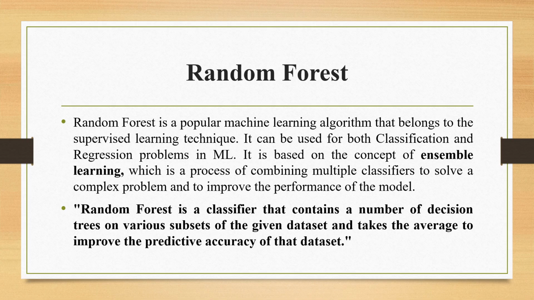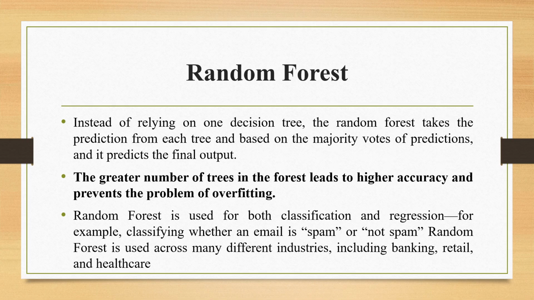As the name suggests, instead of relying on one decision tree, the random forest takes the prediction from each tree, and based on the majority votes of predictions, it predicts the final output. A greater number of trees in the forest leads to higher accuracy and prevents the problem of overfitting. As we already know, overfitting in machine learning is when a model is trained too closely to the training dataset, making it unable to accurately predict new data. This can happen when a model is too complex or trained for too long.